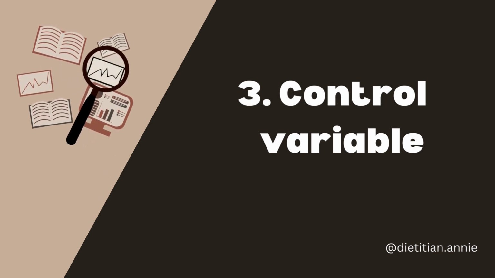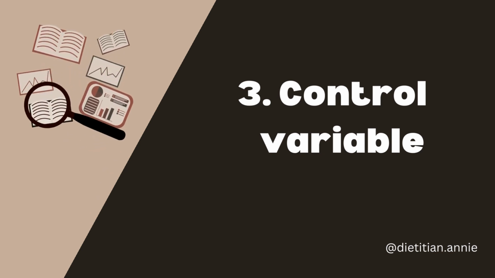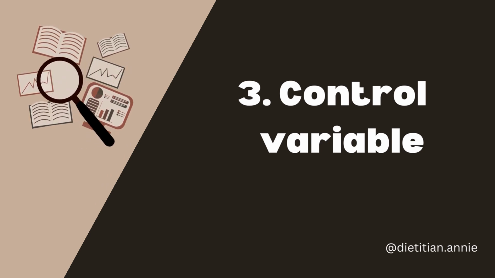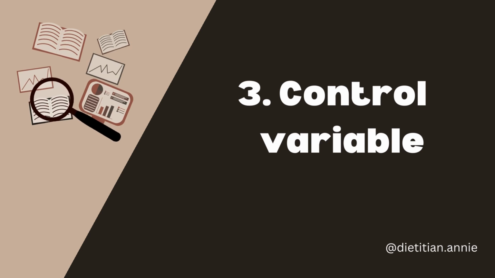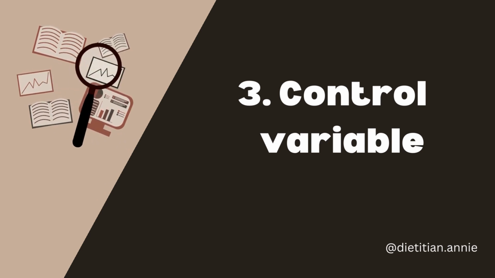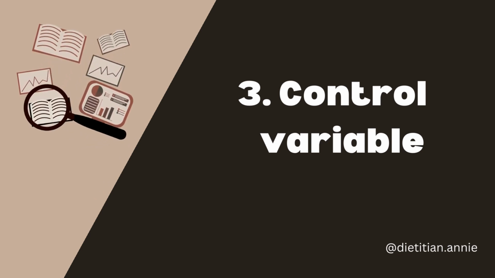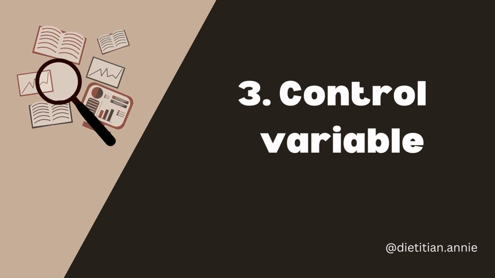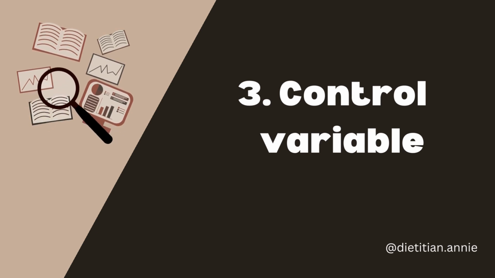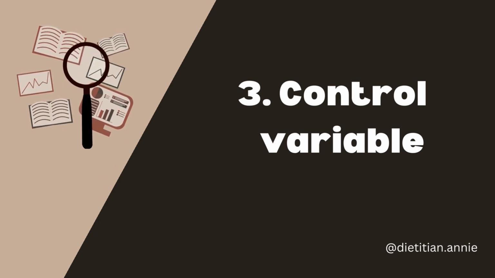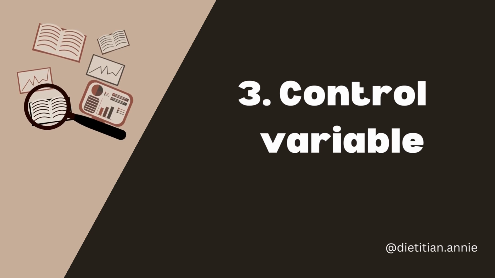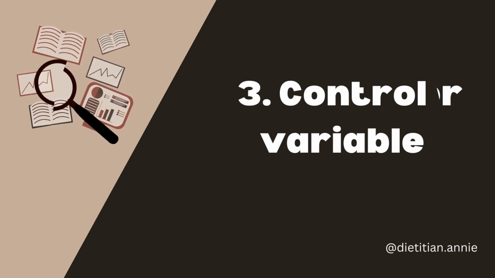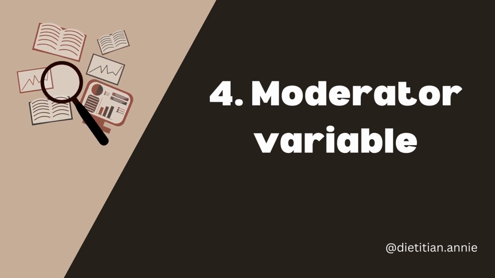The third type of variable is the control variable. This type of variable is used to control for the effects of extraneous variables on the dependent variable. Extraneous variables are variables that may affect the dependent variable, but are not the focus of the study. By controlling for these variables, the researcher can ensure that any changes observed in the dependent variable are due to the manipulation of the independent variable. In the drug study example, control variables might include the age and sex of the participants, their weight, and any other medications they are taking.